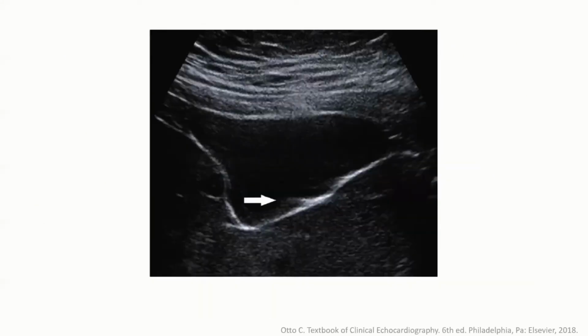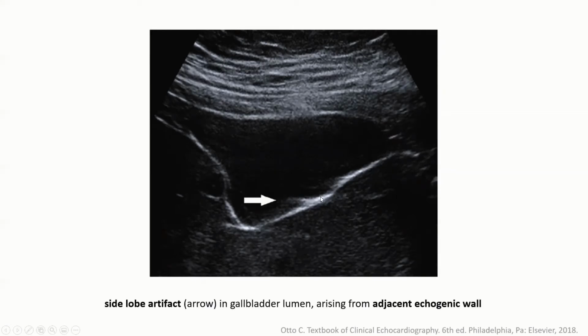This is another example. This is the gallbladder. We can see hyperechoic lines here. This is an example of side lobe artifact in the gallbladder. This is an artifact of the side lobe beam being reflected by this echogenic wall, and that makes this artifact.